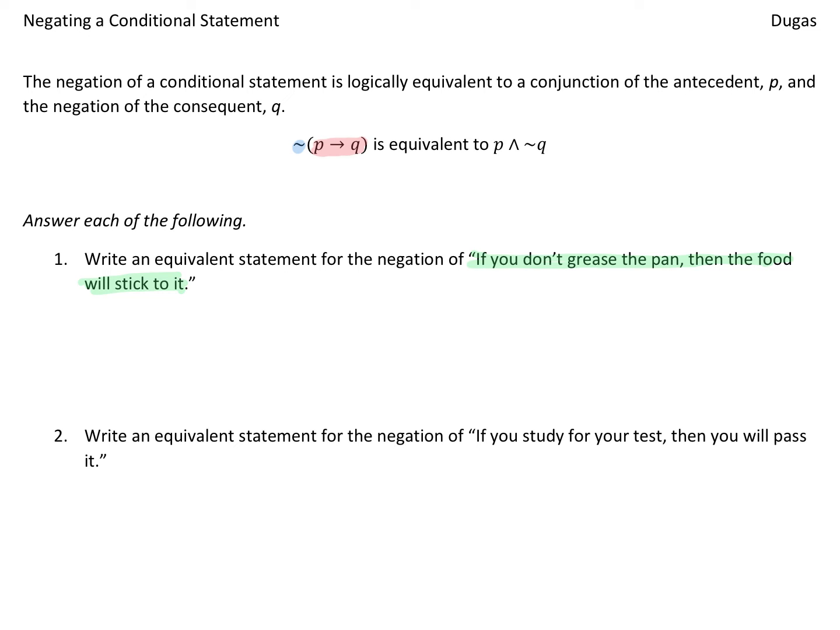So if we just assume that this is P and this is Q, as is, that means that P is you don't grease the pan. So you want to work with what's already there, and to make it simple, you're just going to let the whole first part, the whole antecedent be P. So don't worry that it has don't instead of if you do. Q is going to be everything after the then, so the food will stick to it.